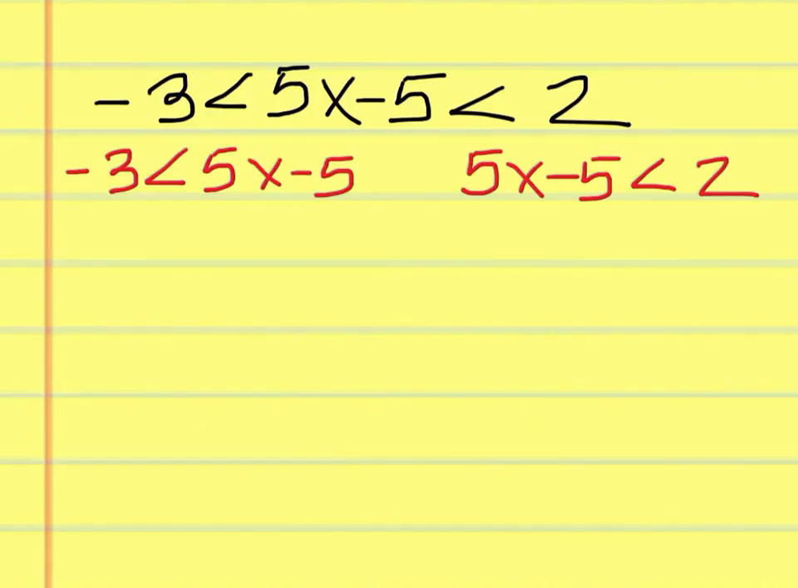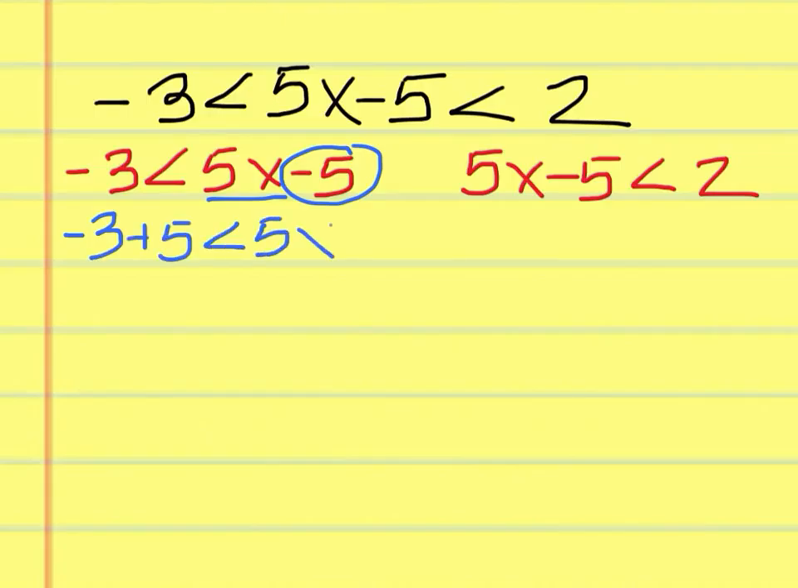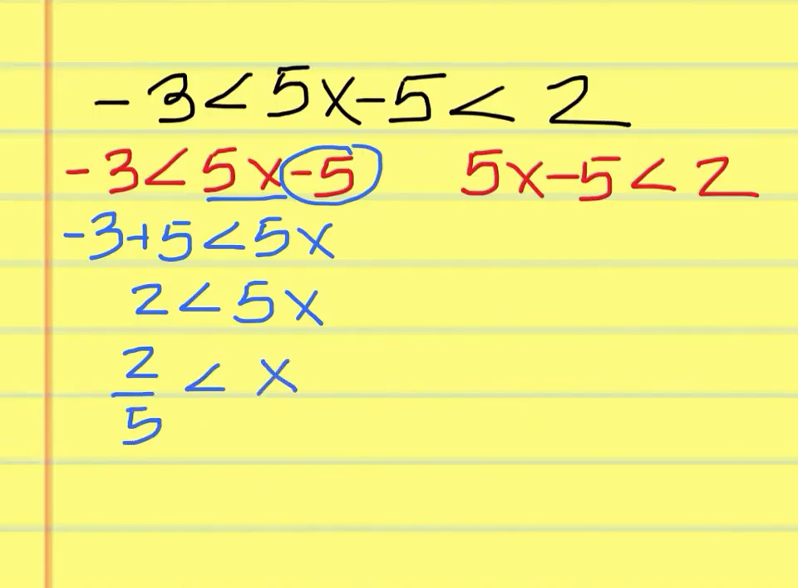Solve each one. On the left-hand side, we need to isolate the x. We have to start by moving the minus 5 to the left. So negative 3 plus 5 less than 5x. Simplify the left side to get 2, and then divide by 5 to come up with 2/5 is less than x. Solve on the right side as well.